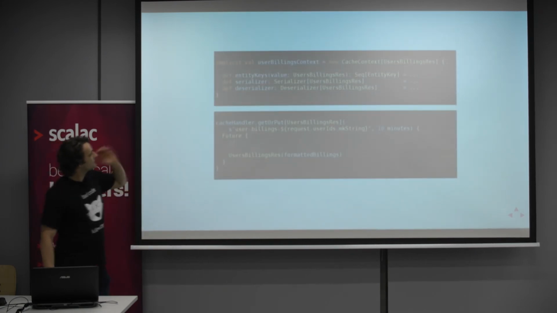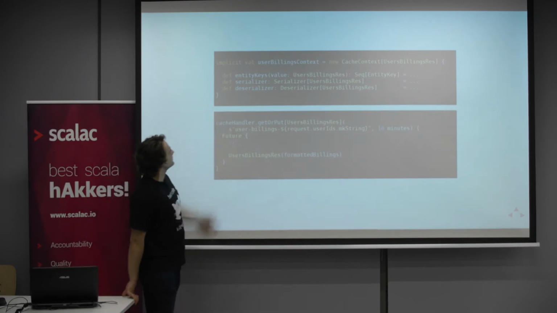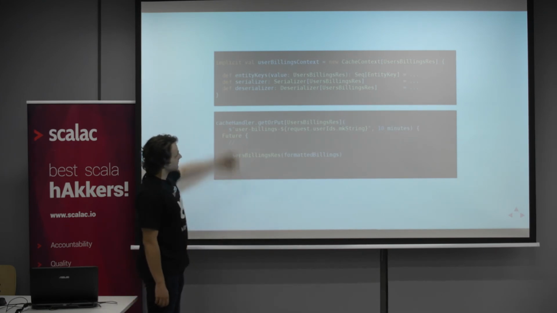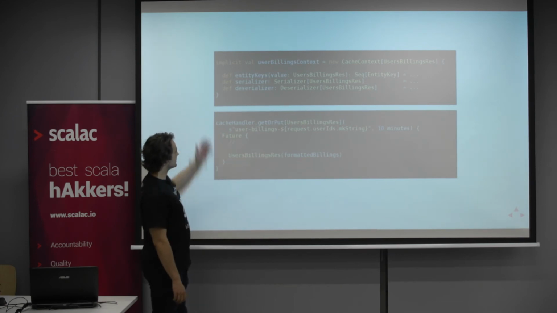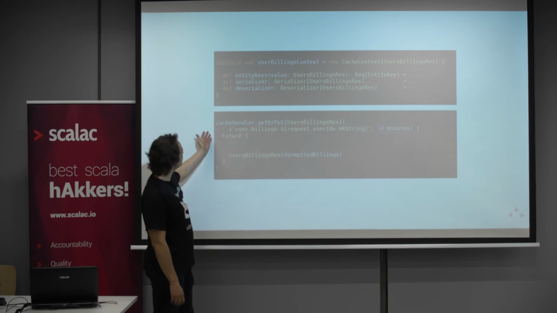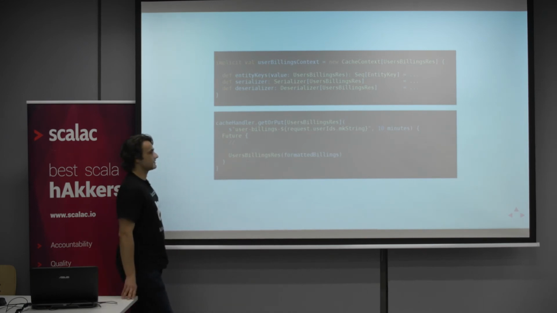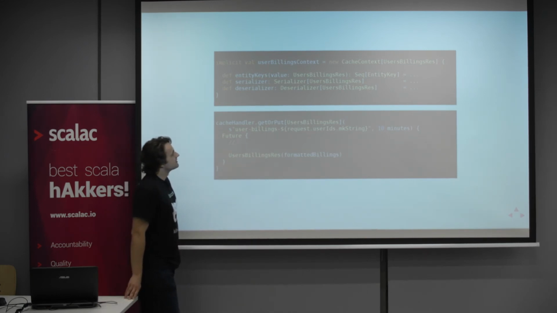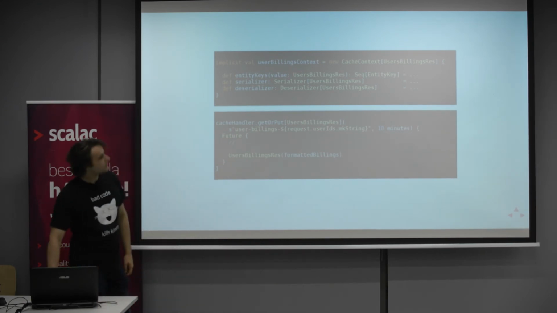And here's some example of how we can use it in our code. We're creating an implicit value of cache context for user billings. We're creating some function which will retrieve the entity keys, some serializer, deserializer. And in our code we simply use something like this. Cache handler get or put, we have to state the result type explicitly because it's partial application.